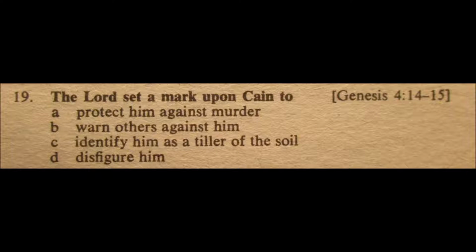And number 19, the Lord set a mark upon Cain to A, protect him against murder, B, warn others against him, C, identify him as a tiller of the soil, or D, disfigure him. Okay, it is not D, and I do not think it is C, and it's not B, so I am going to go with A, protect him against murder.